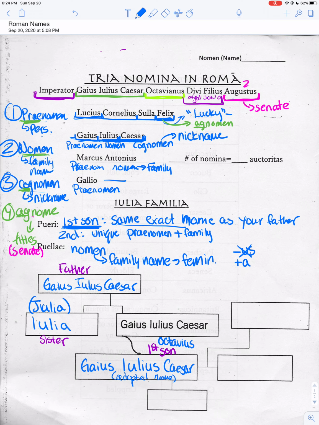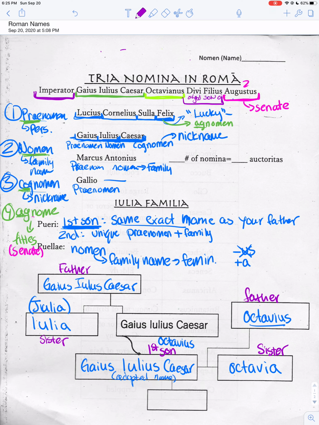What would be his father's name? Also Octavius. So this is Octavius' actual father, his birth father. And then Octavius had a sister. So remember, we have the family name. We take off the US and we just add an A. So Octavia would be his sister. Fix that. So that would be his sister.